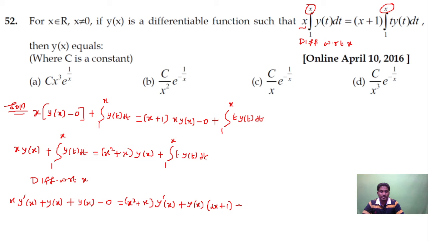Okay, and then differentiate the upper limit. In place of t you put the upper limit. Differentiation of the lower limit is 0. Now I'll group y dash of x and y of x. So this is x into y dash of x.